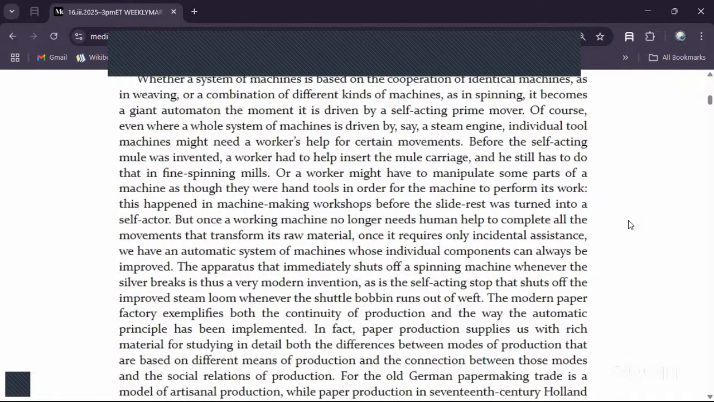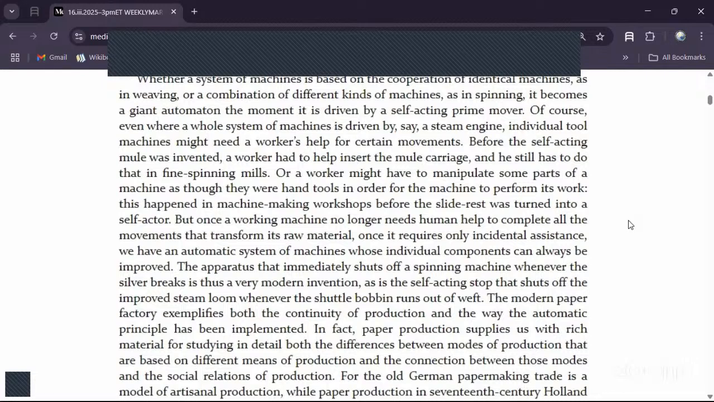Now, of course, where there's a whole system of machines driven by, say, a steam engine, individual tool machines might need a worker's help for certain movements. That is, before the self-acting mule was invented, a worker had to help insert the mule carriage, and he still has to do that in fine spinning mills. Or a worker might have to manipulate some parts of a machine as though they were hand tools in order for the machine to perform its work. This happened in machine making workshops before the slide rest was turned into a self-actor.